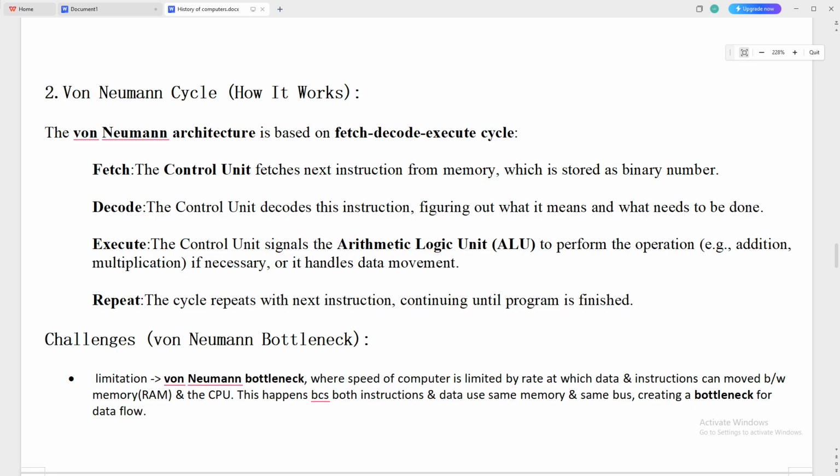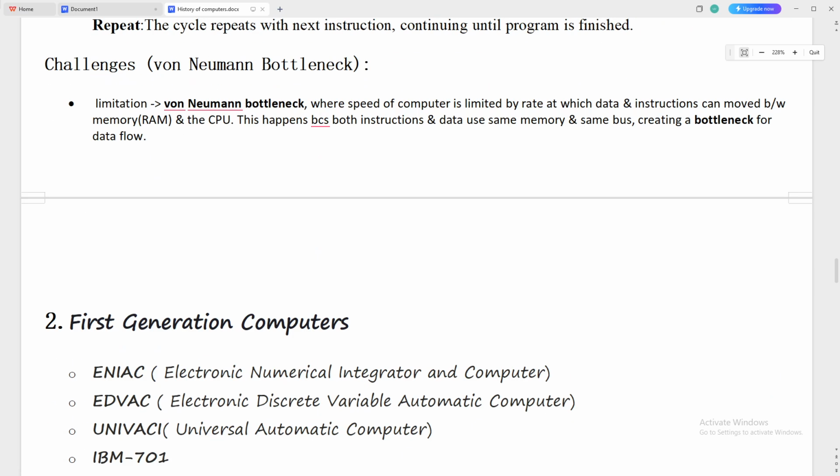Now the fourth point is repeat. The cycle repeats with the next instruction and continues until the program is finished. So this cycle keeps going until the program is fully executed. Now, what are some challenges? The von Neumann bottleneck, as we refer to it, is where the speed of the computer is limited by the rate at which data and instructions can move between memory, RAM, and CPU. This happens because both instructions and data use the same memory and the same bus, creating a bottleneck for data flow. Even on today's computers it is troublesome.